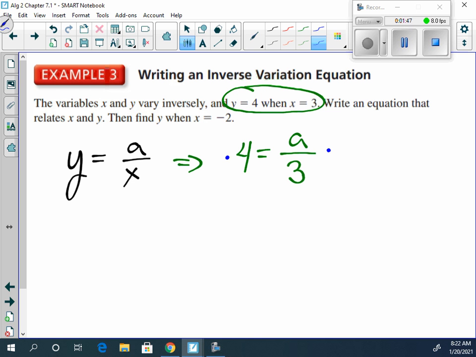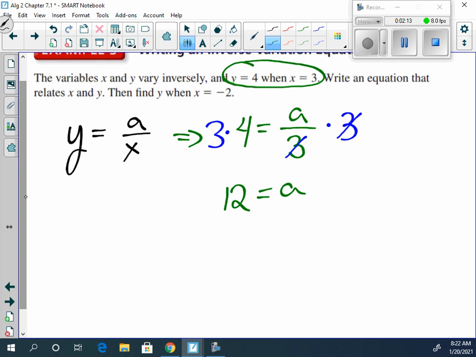I would multiply both sides, but not by 4. Because if I multiply both sides by 3, this 3 and this 3 here will cancel out, giving me a by itself, yes? 3 times 4 is? So the value of a is 12. So really in this original equation, for varies inversely, y is equal to 12 over x. And this gives us an equation that will give us any value of x or y that we would want to know for this comparison.